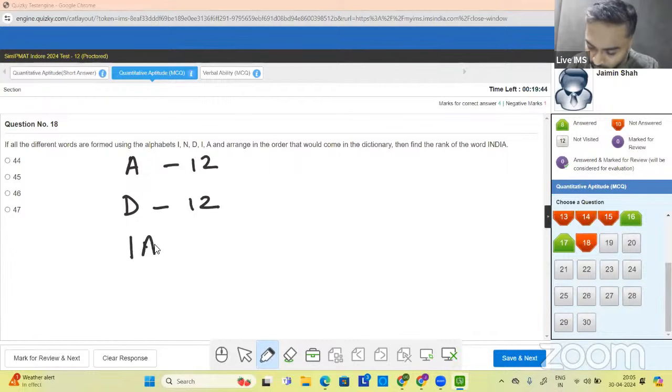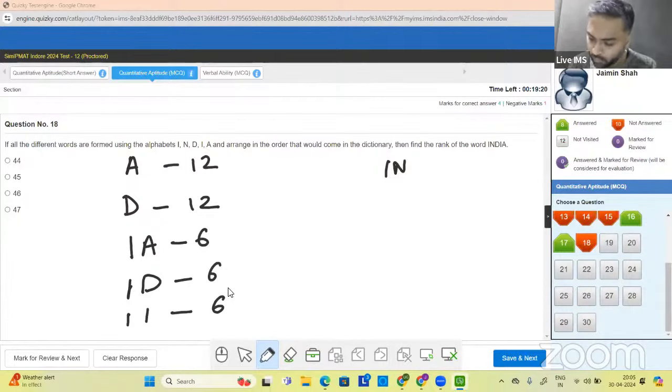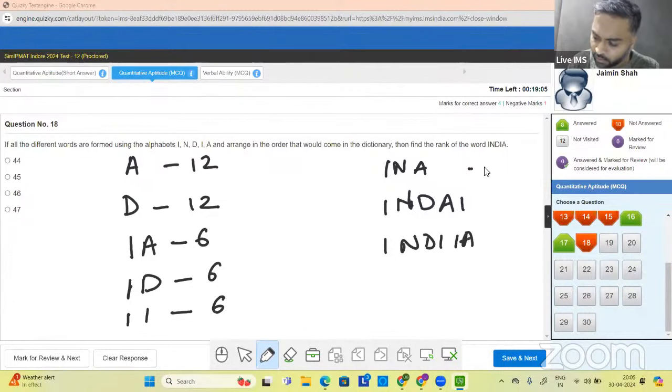A से start होने वाले you will have again 12 words. I, first I will have IA, then I will have ID, right? Then I will have II also, and then I will have IN. ठीक है, तो IA will have total of 6 words, 3 factorial. This will have 3 words, this will also have 3 words, 6 words, sorry, 3 factorial. IN, after IN we will have INA, IND, and then I will have INDIA. So there are 2 words with this. There is 1 word and there is 1 word here.